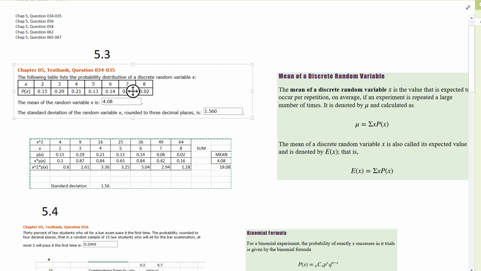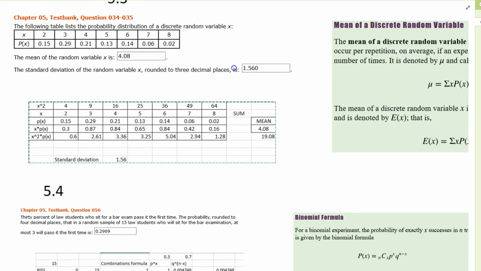The purpose of this video is to go over some questions in Chapter 5, and a lot of these covered the same concept. And to save time, I've already kind of done the calculations. So this first one, the following table lists the probability distributions of a discrete random variable, and you're asked to find the mean and the standard deviation.